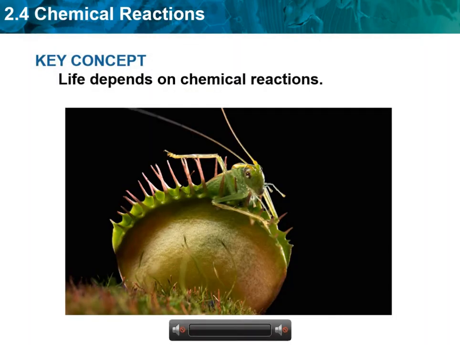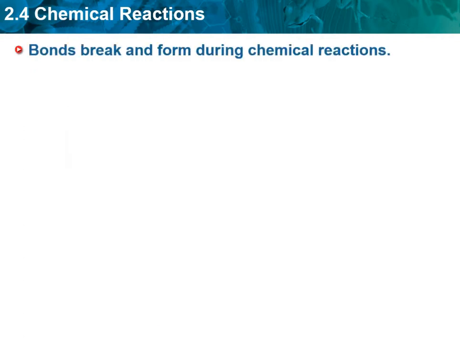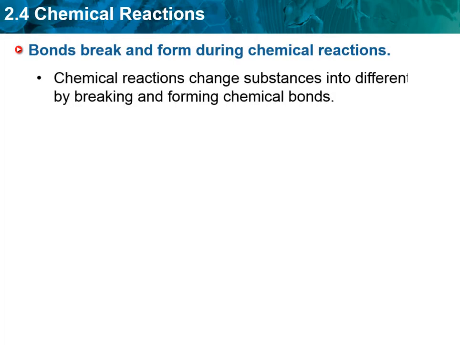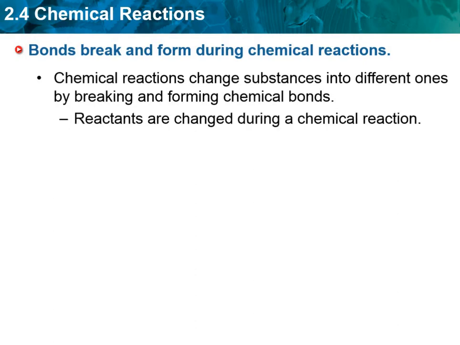In sections 2.4 and 2.5, I've combined them together because they're talking about chemical reactions, and it's talking about enzymes and catalysts, which are proteins. So bonds are going to break and form during chemical reactions. Chemical reactions change substances into different ones by breaking and forming new chemical bonds.